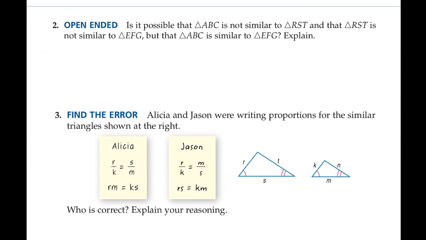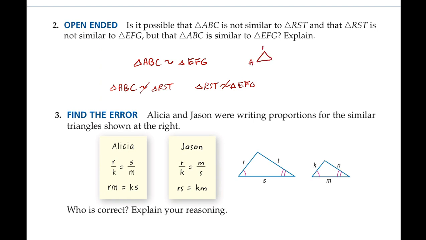Is it possible that triangle ABC is not similar to RST and that RST is not similar to EFG, but ABC is similar to EFG? What the heck? So could triangle ABC be similar to triangle EFG, but triangle ABC is not similar to triangle RST, and RST is not similar to triangle EFG? At first you're like, whoa, this is complicated. How do I wrap my head around it? This is easy peasy.